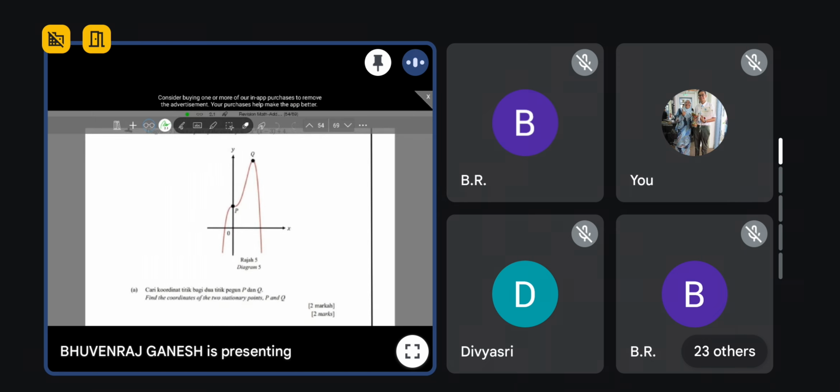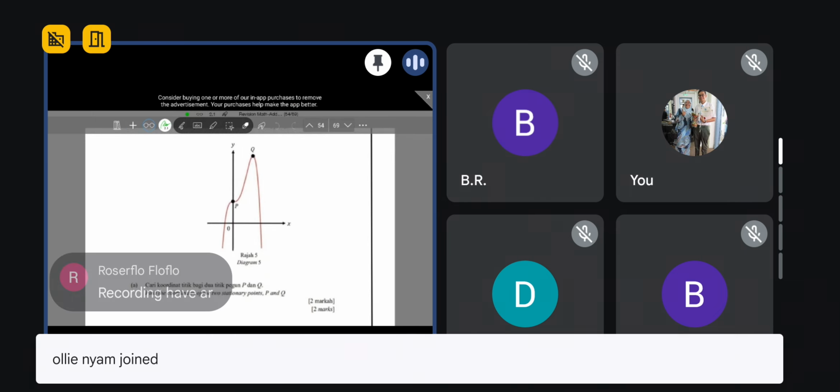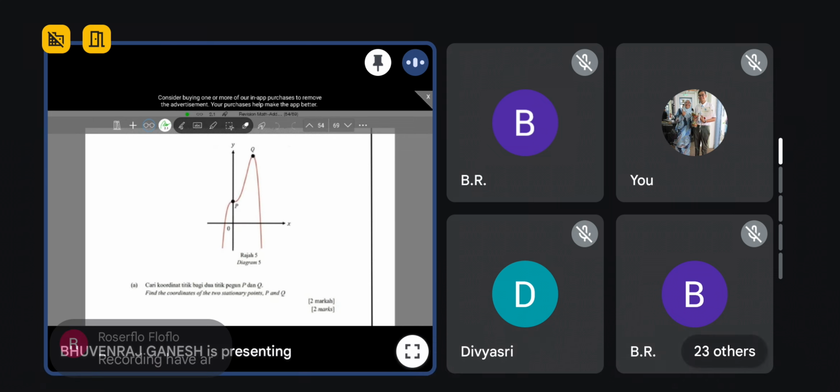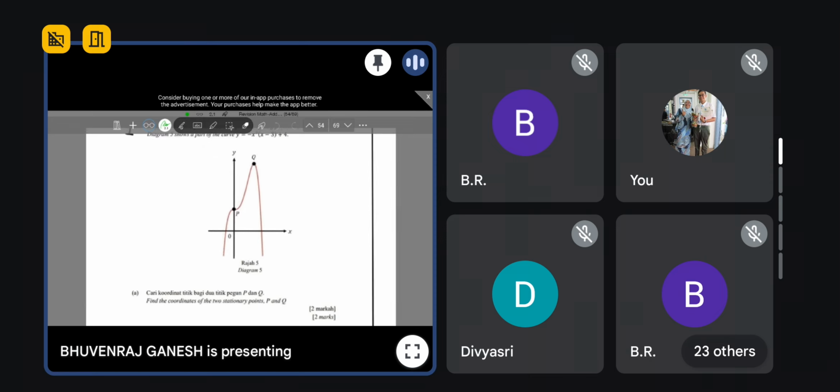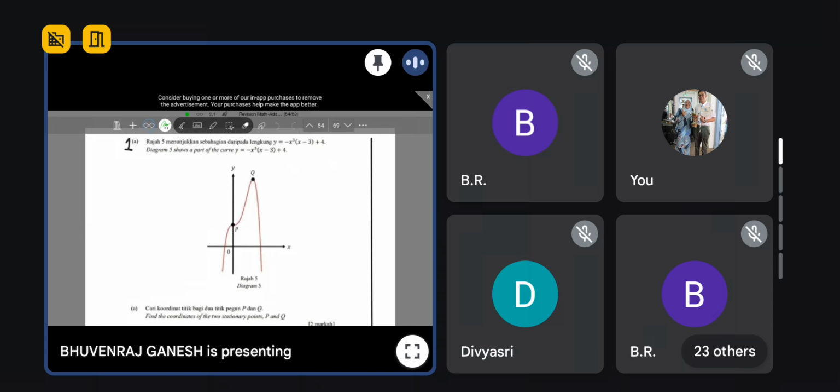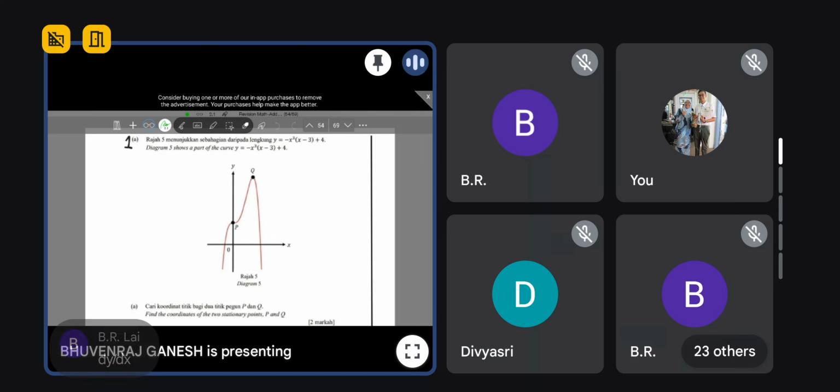Now, for the first question, they ask you to find the coordinates of the two stationary points, cari titik pegun, P and Q. So how do I find a stationary point? Macam mana saya boleh cari titik pegun? Can you all comment? What is the method? Very good. Remember guys, a stationary point always has dy/dx equal to 0. So you must differentiate this equation, bezakan persamaan ni, and make it equal to 0.